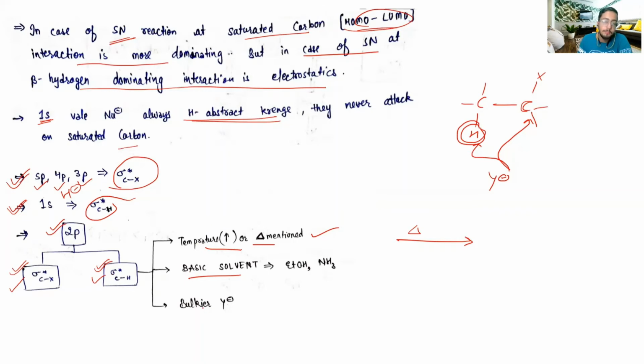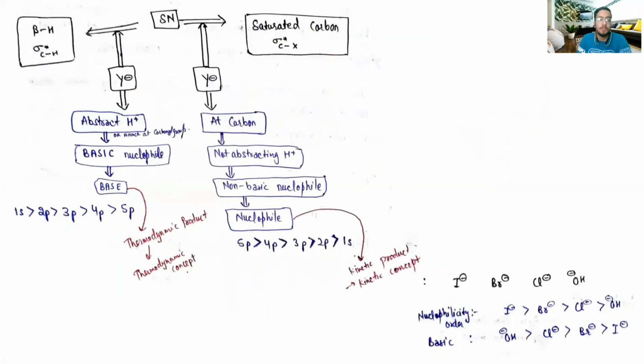Or if the 2p type nucleophile is very bulky, then also it will attack the beta hydrogen instead of the carbon having the leaving group. Only in these three factors. So if we have a 2p type nucleophile and these three factors, then it will show an elimination reaction. And if these three factors are not given, then this 2p type nucleophile will directly attack the carbon having the leaving group and show an SN reaction.